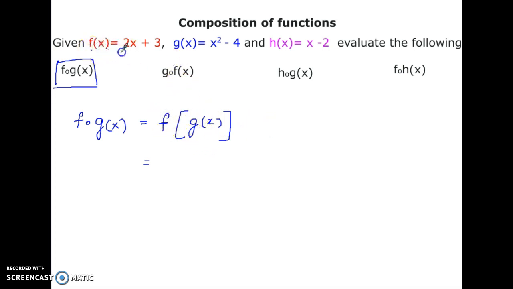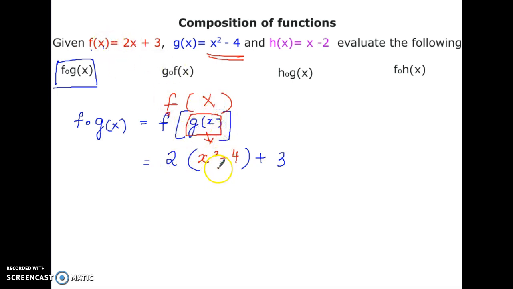So we have to take the f rule. The f function rule is the first one over here, which says 2x plus 3. In the f function rule, instead of x, I'm going to plug in the expression for g of x. Now we know g of x is x squared minus 4. So instead of x in the f function, I'm going to plug in x squared minus 4. I'm going to keep the f here and treat it like f of a giant x. That's how I'm going to think. So instead of x, I have to plug in the rule for g of x. That's what I did here.